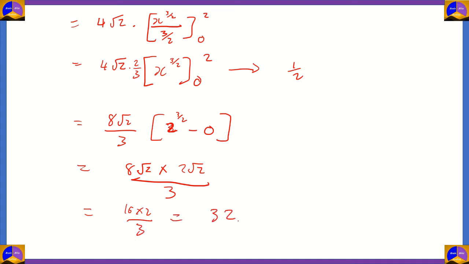And so the final answer becomes 32 by 3 square units. Remember, we have to find the area here of the graph, so you should write square units at the end. And writing this answer will fetch you another half marks to complete 2 marks.